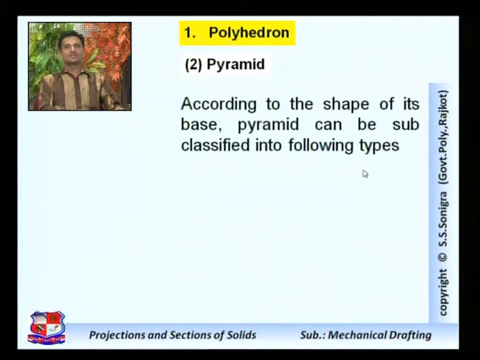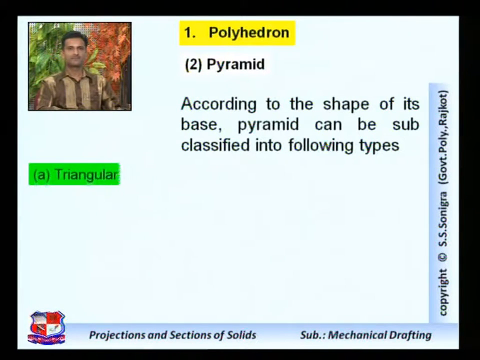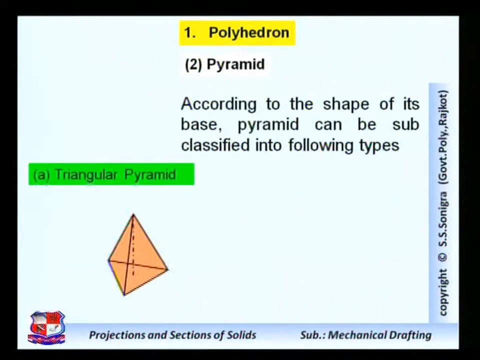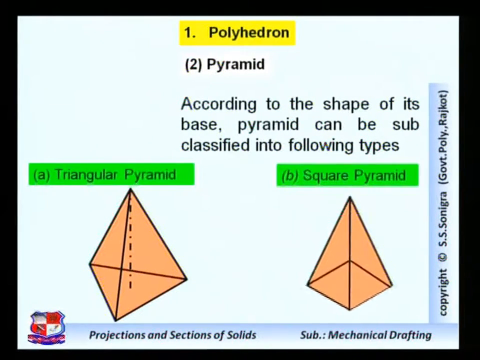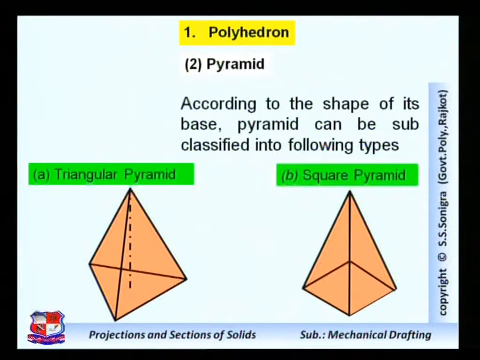Now, according to the shape of its base, the pyramid can be subclassified into the following types. These are the types of pyramids. The triangular pyramid, this is the triangular pyramid, and this is the square pyramid having a square base. So this square base is joined with this apex point as shown over here. Here a triangular shape is joined to the apex point, that is a triangular pyramid.